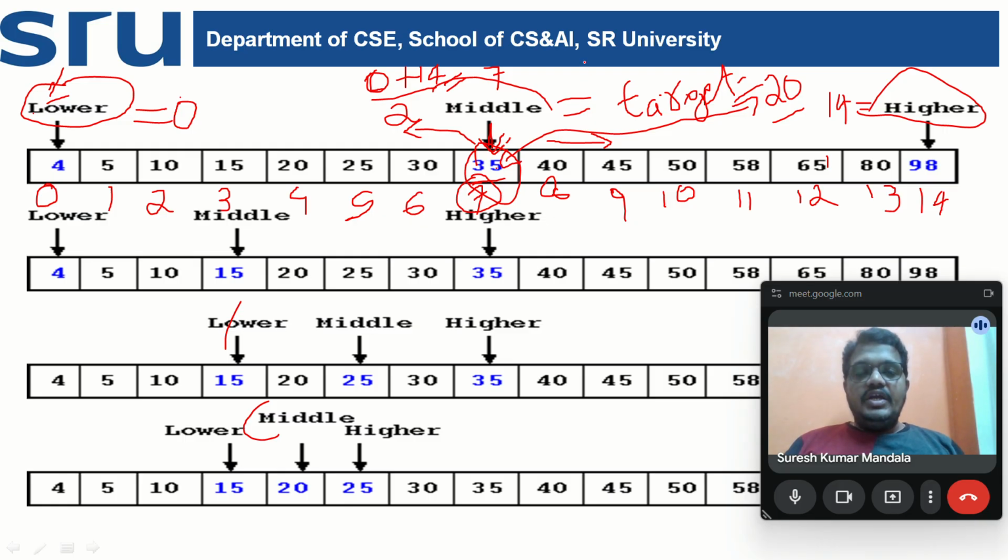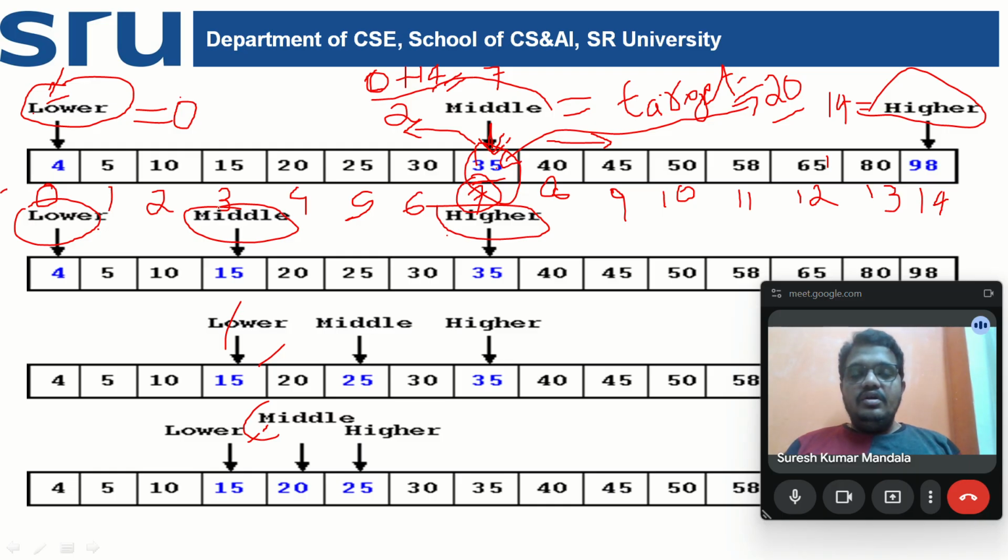After identifying the target value is less than the middle value, we have some steps to modify. Within that, we have to identify the lower value. The lower value is the starting value, already identified. Then the middle value will act as the last index value. Again, within this lower and higher value, we have to find the middle value.